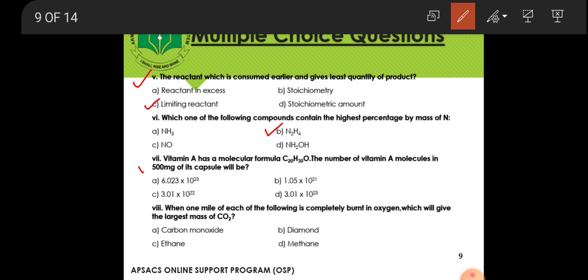Question number 7. Vitamin A has a molecular formula C20H30O. The number of vitamin A molecules in 500 milligram of its capsule will be. We have to calculate the molecules. Mass is given to you, but the mass is given in milligrams. You have to convert this mass into grams. Then you will calculate the molar mass from this formula, and then you will use the formula of molecules to calculate the number of molecules of vitamin A present.